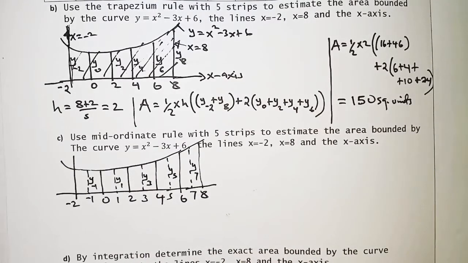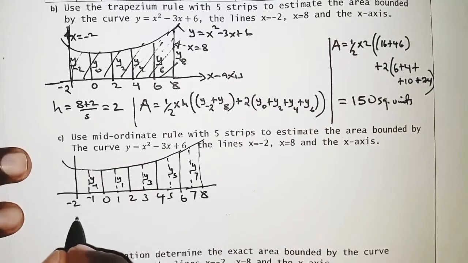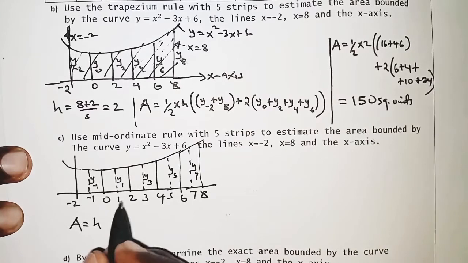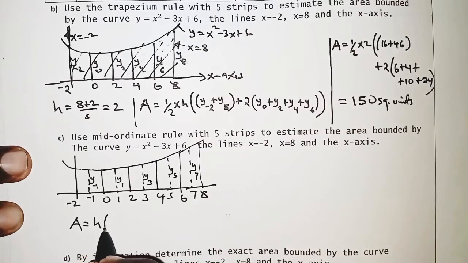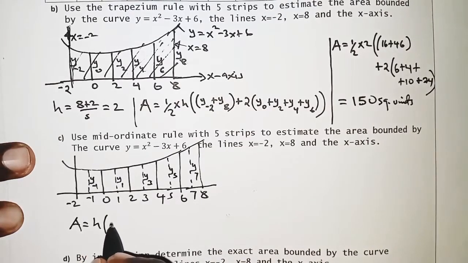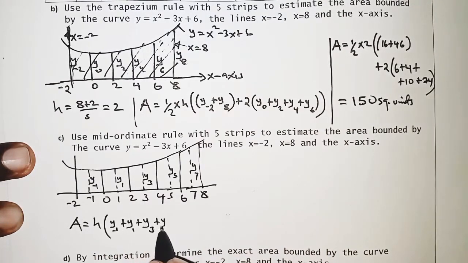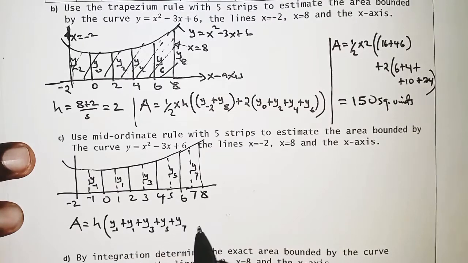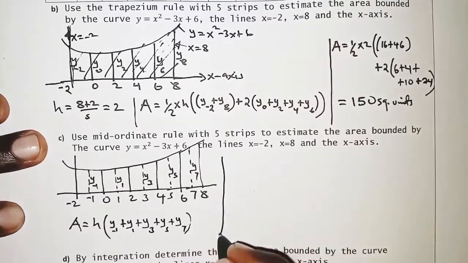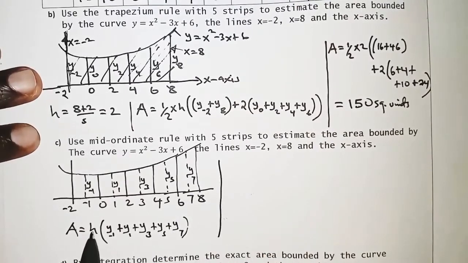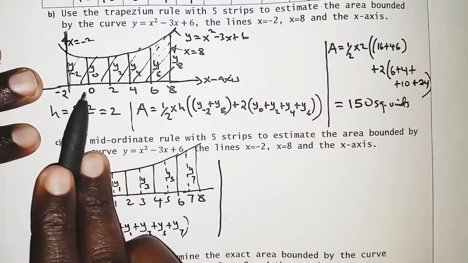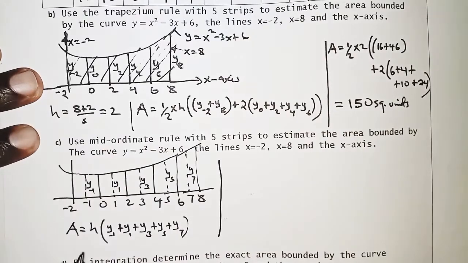So for the mid-ordinate rule, area is equal to h, that is the width of each strip, into the sum of the mid-ordinates. So we have y negative 1 plus y1 plus y3 plus y5 plus y7. So h remains the same because we determine it the same way we determined for the trapezium rule.